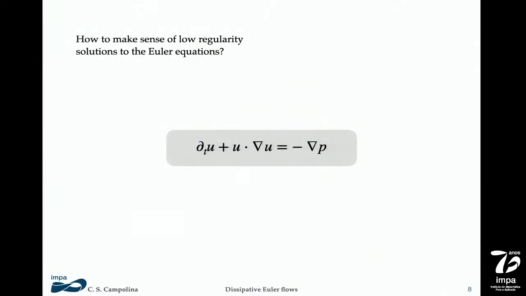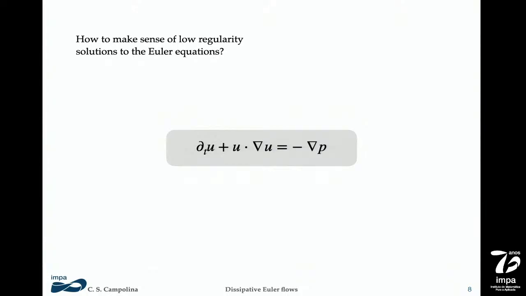But how to make sense of low regularity solutions to the Euler equations? If we take a look into the Euler equations, we realize that we need regularity because there are derivatives like the time derivative, spatial derivatives, derivatives of pressure. So how to make sense of a solution which has low regularity? The answer was given by Alexei in his lecture about the Burgers equation, because we can work with weak derivatives, weak solutions.